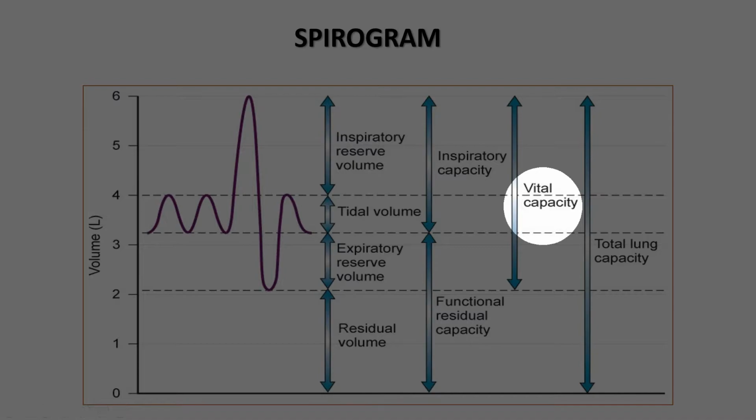So vital capacity is basically the combination of these three volumes, or inspiratory capacity plus expiratory reserve volume. So this can be the combination. And if you see residual volume plus expiratory reserve volume, you will get another value, functional residual capacity. Similarly, this is the total lung capacity, which includes inspiratory reserve volume, tidal volume, expiratory reserve volume and residual volume. It will give you the complete total lung capacity.